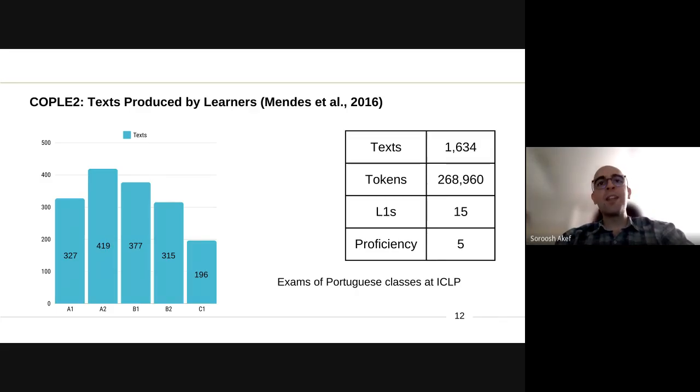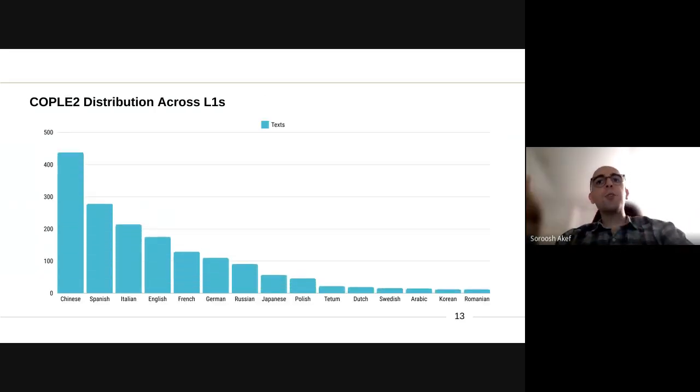make yourself more proficient. And these were all texts that were collected as part of exams of Portuguese classes at the Institute of Teaching Portuguese as a Foreign Language at the University of Lisbon. So when we see the distribution of the texts across different L1s, we can see that Chinese, Spanish, and Italian make up the most number of texts. And this is actually very fortuitous for us because Chinese is a different language typologically from Spanish and Italian, which are both Romance languages. So because of this factor, then we can perhaps see if language typology has any effect in L1 transfer.